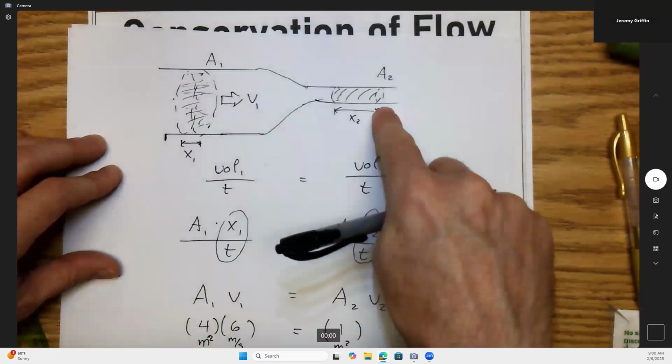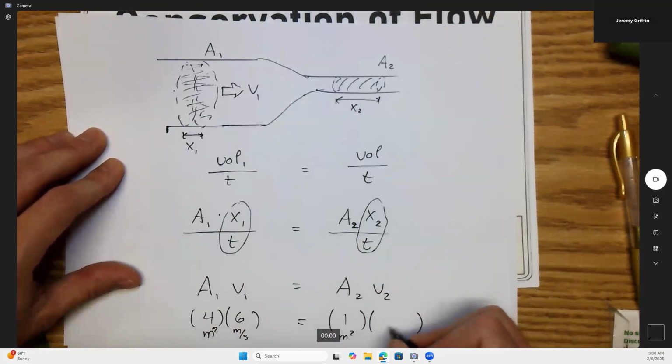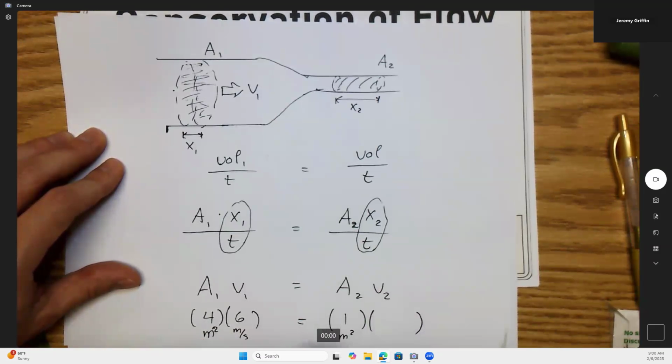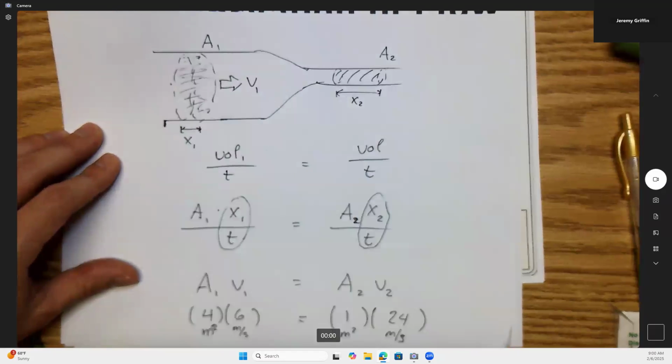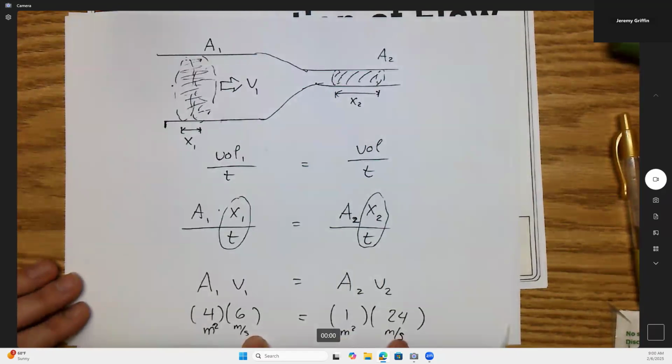Guys, if you make it narrower, 1 square meter, what do you think the new speed is? What's 4 times 6? 24. 1 times what is also 24? 24, right? And that'd be meters per second, if I tag my units to those numbers. So if you have a smaller cross-sectional area, what happens to the speed? It gets faster. The area of the second one is 1/4 of the first one, so you multiply the speed by 4. Proportion. Yeah.